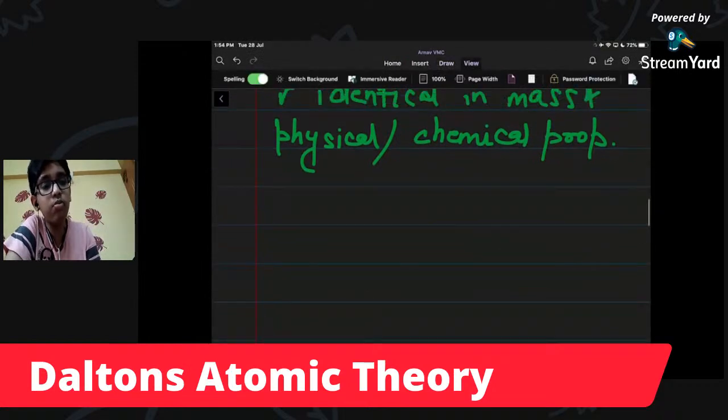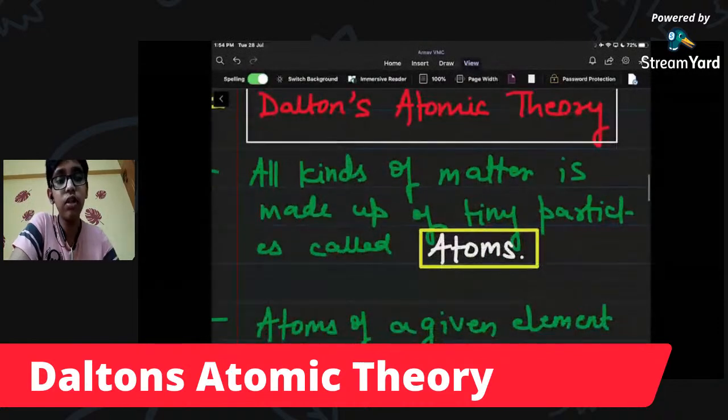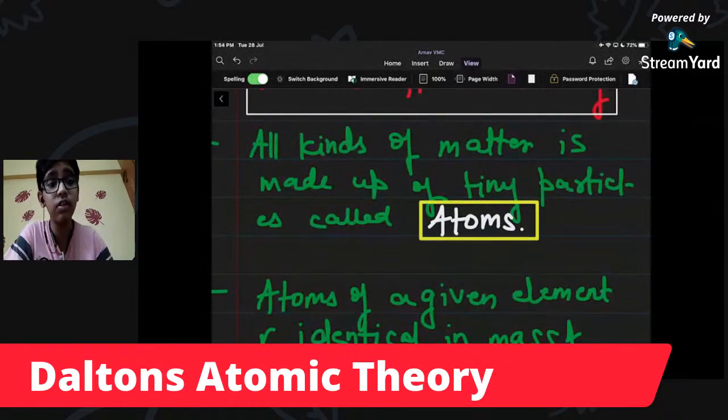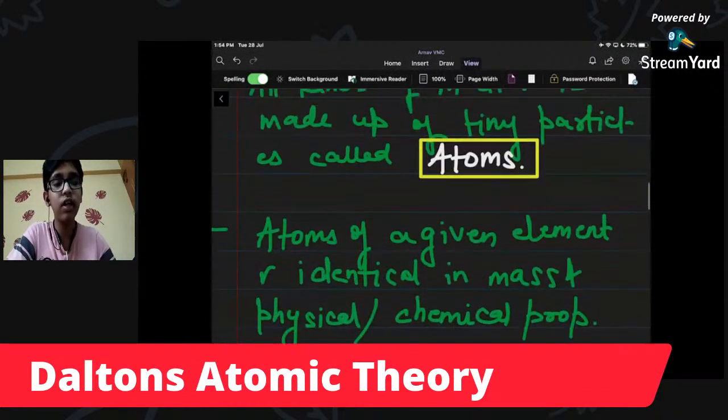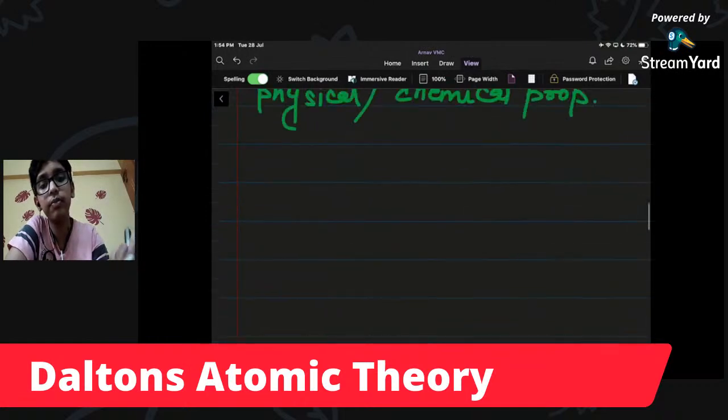These are the 2 points of Dalton's atomic theory. This is the first point. You can see all kinds of matter is made up of tiny particles called atoms. And the second point is atoms of a given element are identical in mass and physical and chemical properties. So these are very important points. Now I will write the third point.